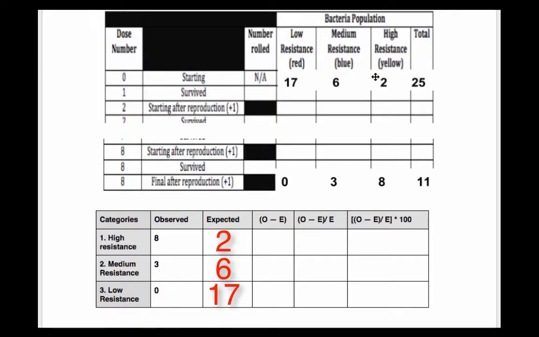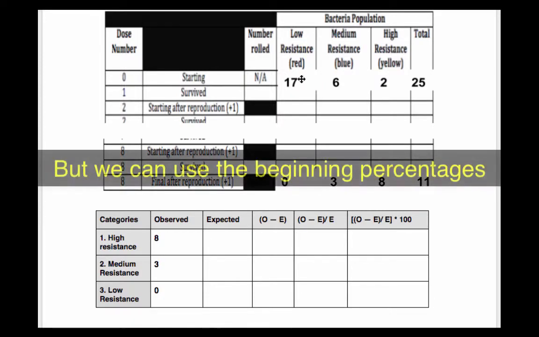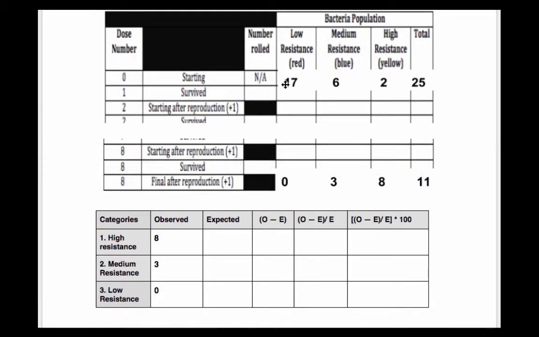However, when we look at the total population numbers, we started with 25, but then we get down to 11. So there's no way we can expect to have 17, 6, and 2 because we only have 11 to end the simulation. However, if we're trying to figure out if evolution has happened, we can figure out what were the beginning percentages of the low, medium, and high resistance in the original population, and if no evolution occurred, then we expect to have the same percentage breakdown of low, medium, high.